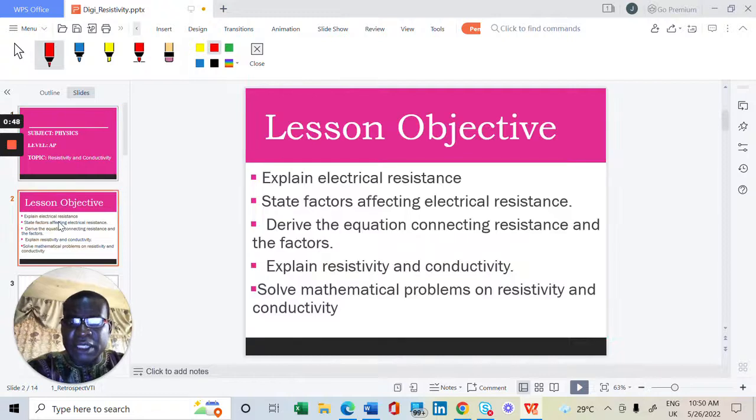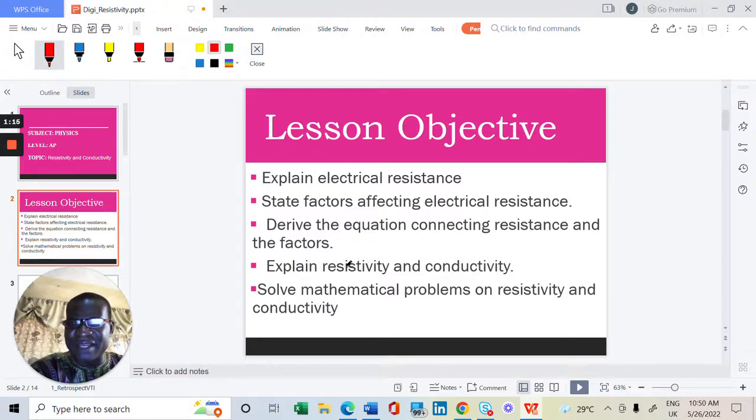The learning objectives are that the students should be able to explain what electrical resistance means at the end of the topic. You should be able to state the factors that affect the electrical resistance. You should be able to derive the equations connecting resistance and the factors listed above. And also, you should be able to explain resistivity and conductivity.